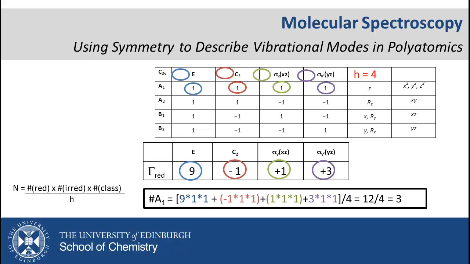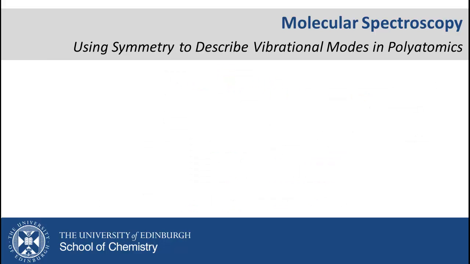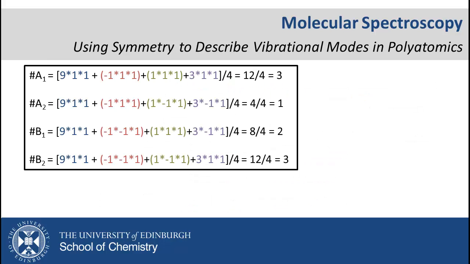We can repeat this for each one, and I suggest you pause the video here and try them yourself. And when you press play, you can compare your answers with mine. You'll see here that we now have 1 A2, 2 B1, and 3 B2 irreducible representations joining our 3 A1 that we worked out in full.